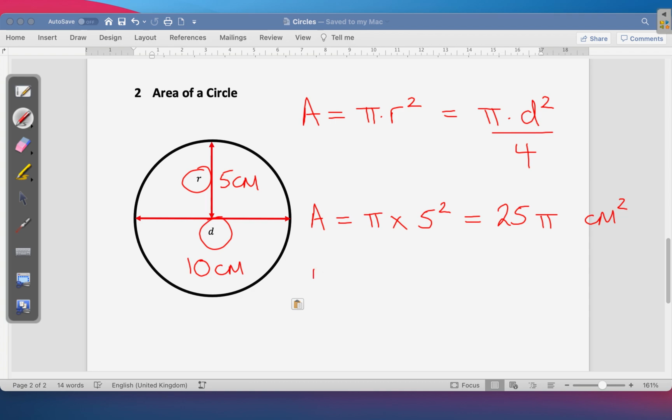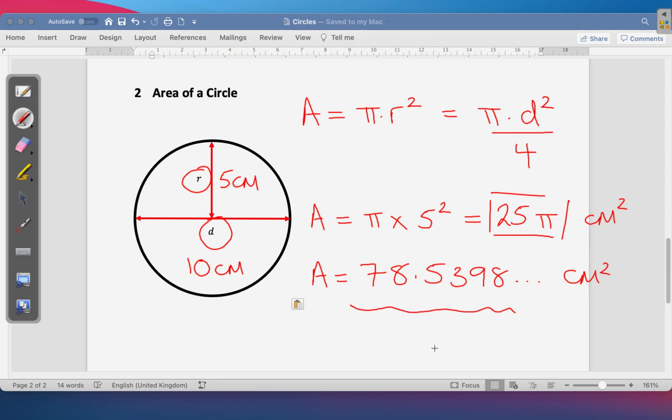and that will give us area is equal to 78.5398... centimetres squared. So if we are asked to give our answer in terms of pi, we would leave it like this. But if we were asked to give it to a certain number of decimal places or significant figures, then we would have to use the S-D button on our calculator to figure out what it is as a decimal.